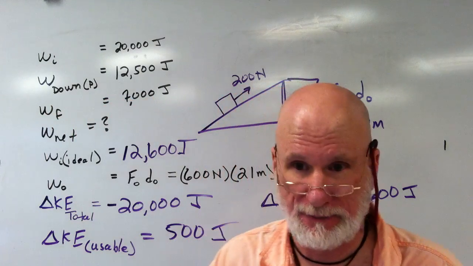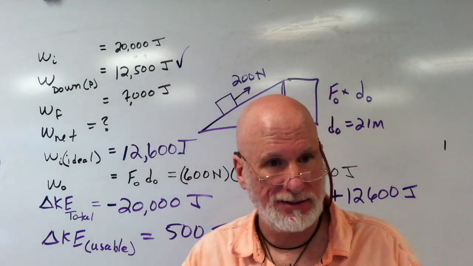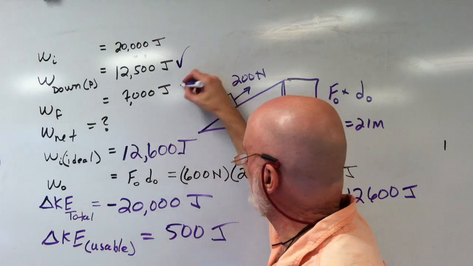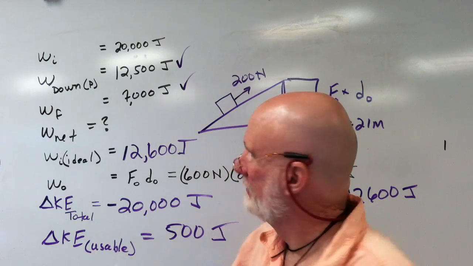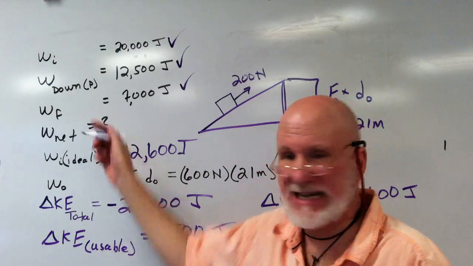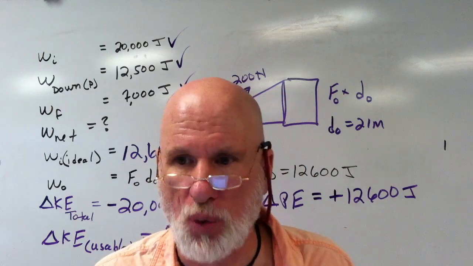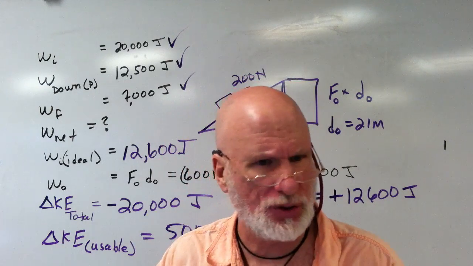That's what it should have been. But I had that. That's what I started with, right? So what was the net work? What was the net work? 500 joules, right, exactly. 500 joules, right?